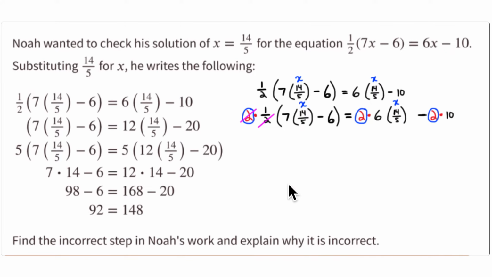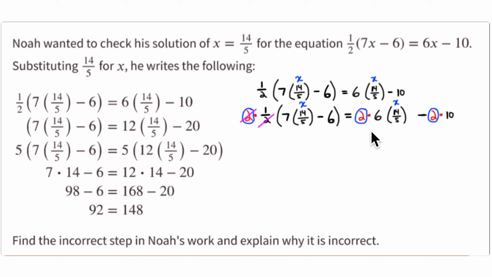So he starts off by saying, I want to get rid of this 1/2. I have half of a group here. I want to get rid of the 1/2 by multiplying by 2 to make it a whole group. So if I have half of a group and I multiply it by 2, I double it, then that gives me one whole group. And that's what this 7 times 14/5 minus 6 is right here.